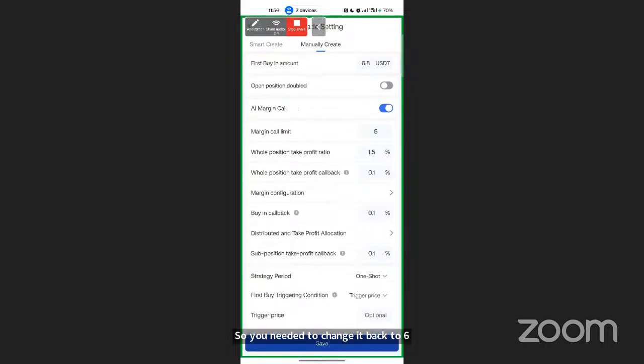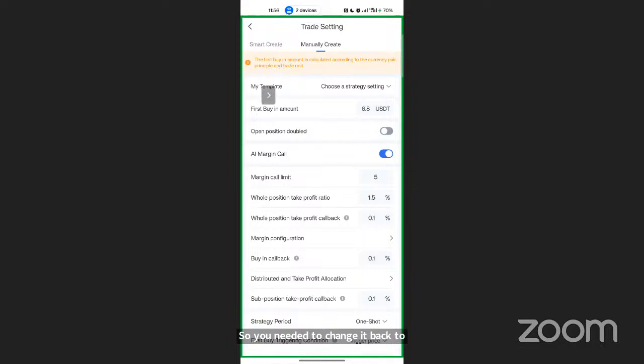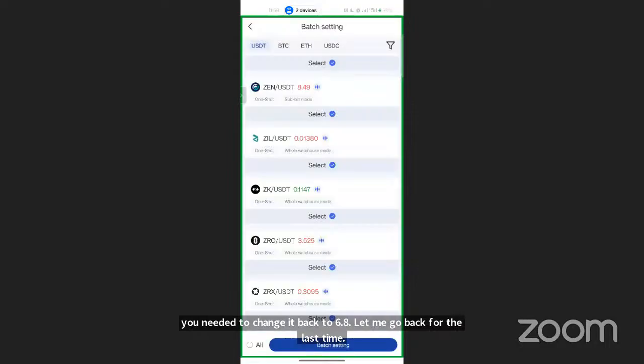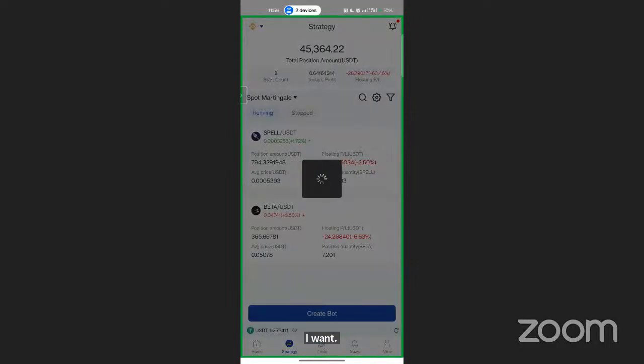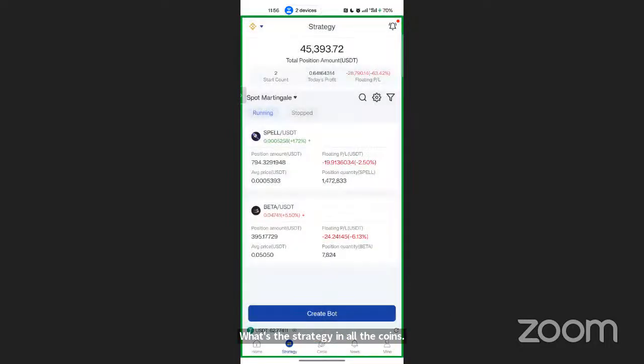Let me go back for the last time. I want to put the strategy in all the coins. So when they send me the signal, I don't waste time. When I find a coin to trade, I don't waste time. Are we together? I come on strategy.